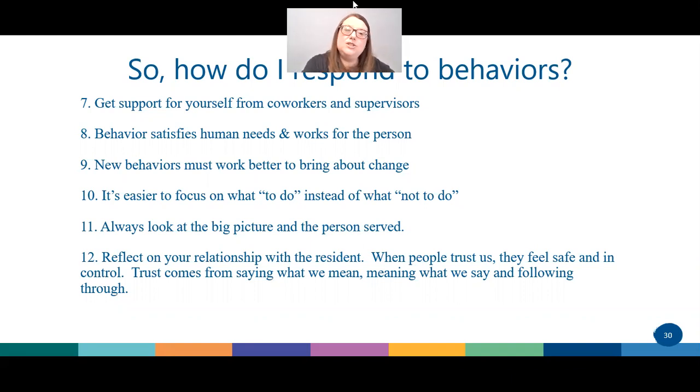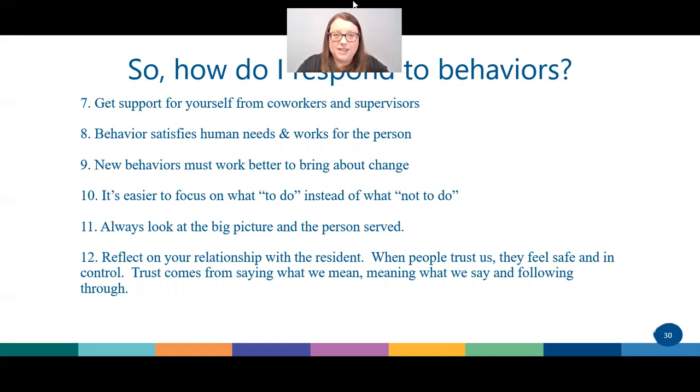Number 11, please always look at the big picture as well as the person that we are serving. Let's not focus on this particular behavior, but also focus on what happened before it. What is their trauma history? What are their unmet needs? Let's not focus on what is happening in this moment, but let's try to look at the whole big picture.